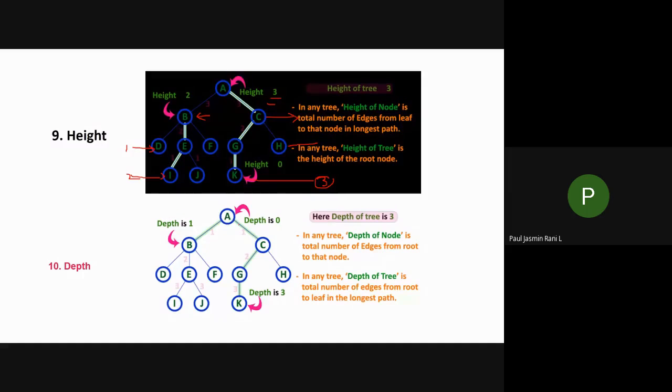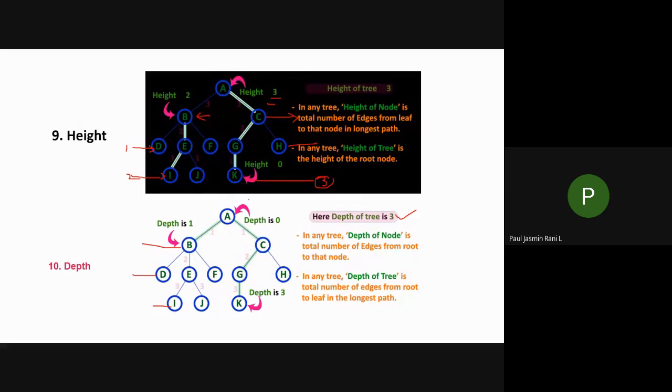And if I say the depth of a tree, what is the maximum level? 1, 2, 3, isn't it? So this is the maximum level, and the depth of the tree is 3. This is how you have to calculate the depth of the tree. So these are some of the terminologies used in the tree data structure.